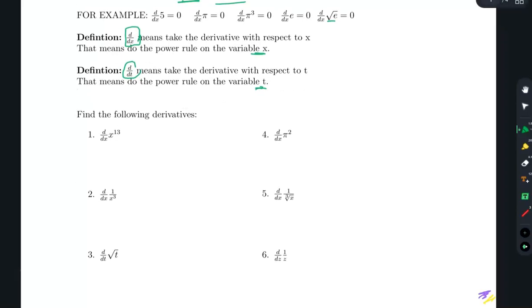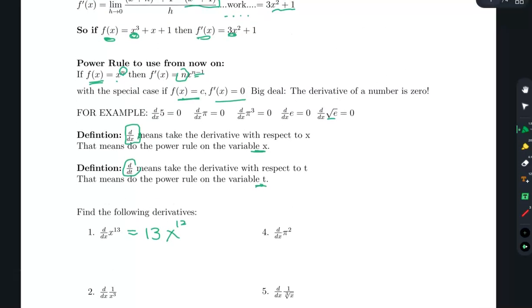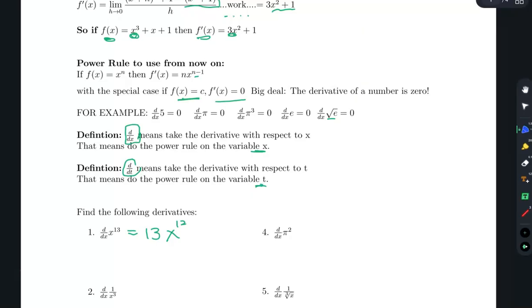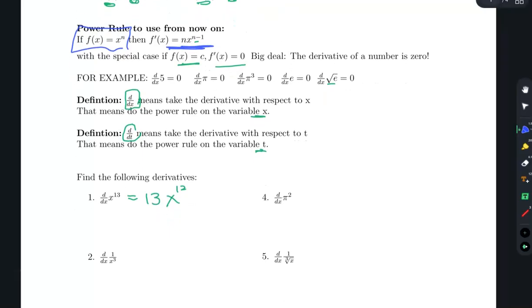Let's do these. This says take the derivative of x to the 13. I'm not going to write that d over dx anymore. So the derivative is 13 x to the 12th. There you go. Okay, we have to be careful. Let me erase here so we can look at the rule all by itself again. This rule says it has to be written exactly like this. The function has to be written as x to a power. Then I can do the subtraction.